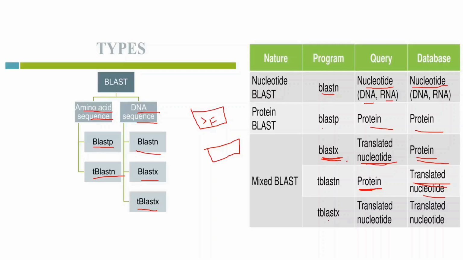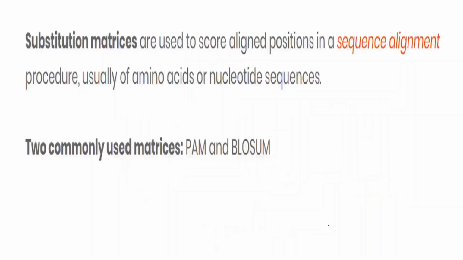Then you have TBLASTX. TBLASTX is translated nucleotide searched against translated nucleotide. Both are translated and both are nucleotide. So these are the different types of BLAST.